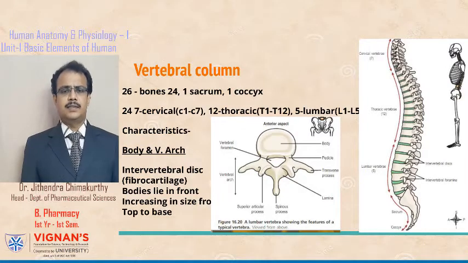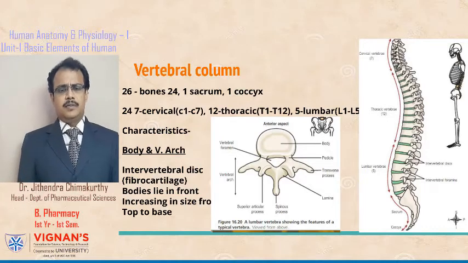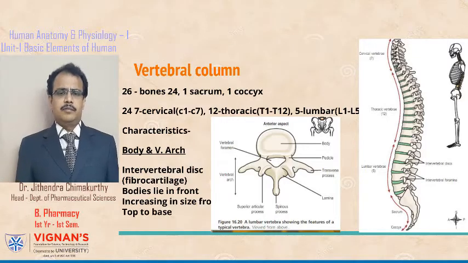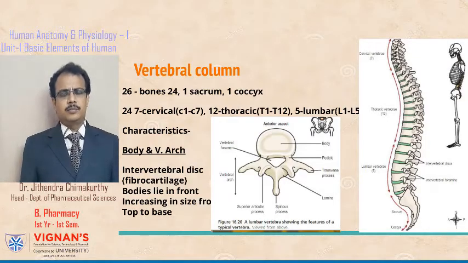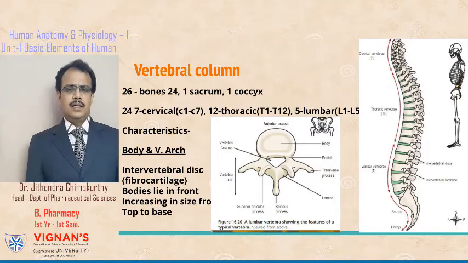Now let's see the other bones of axial skeleton. We have seen cranial bones. Now let us see the vertebrae which form the vertebral column. There are about 26 vertebrae in the vertebral column. Of these 26 vertebrae, 24 are individual vertebrae and the other 2 are formed by a fusion of various vertebrae. We will see them in detail.